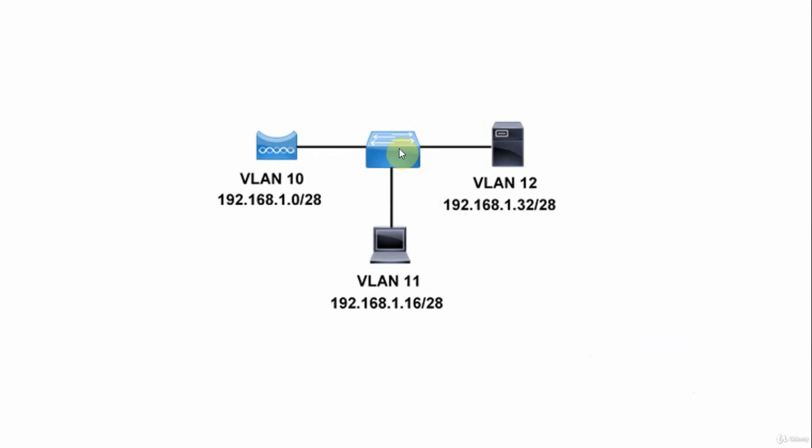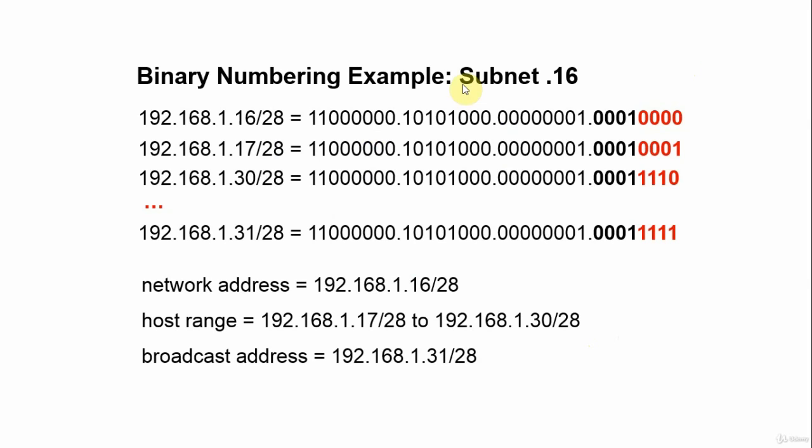So the addressing, there's the layer 2 switch again, the topology. And VLAN 10, that's the wireless VLAN, and it's assigned the 0 subnet /28. VLAN 11, I've assigned the 16 subnet, and VLAN 12 is assigned the 32 subnet. Easy enough.